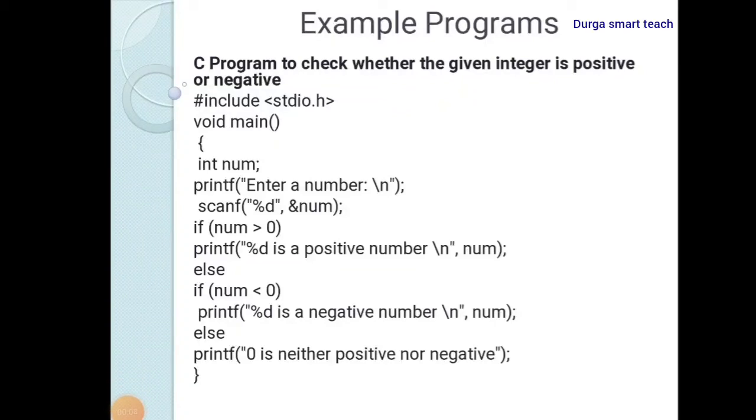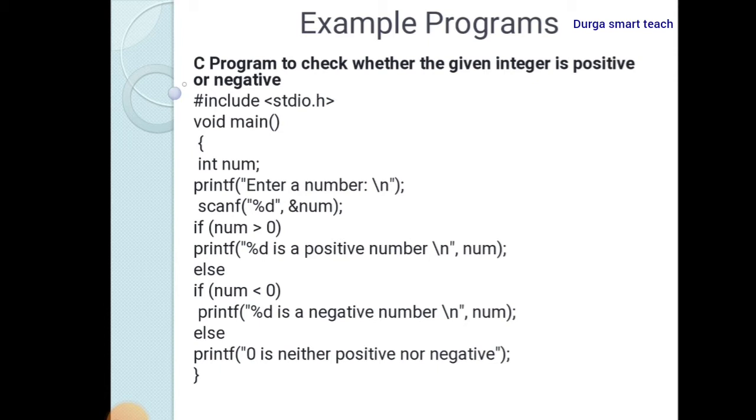Today I am going to discuss example programs in C. So here some programs are given. Okay, so the first program is a C program to check whether the given integer is positive or negative. So you need to check whether the given integer is a positive integer or a negative integer by writing a C program.